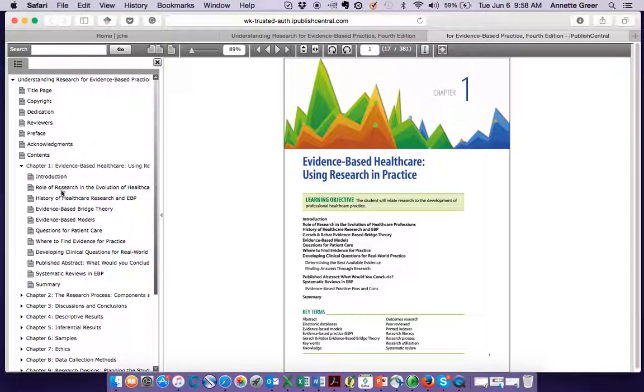And you can see here how it's organized: the role of research, the history of healthcare, evidence-based bridge theory, evidence-based models, questions for patient care, where to find evidence to practice, developing clinical questions for real-world practice, published abstracts, systematic reviews. And it's important that you understand what a systematic review is because it is what you will be doing.